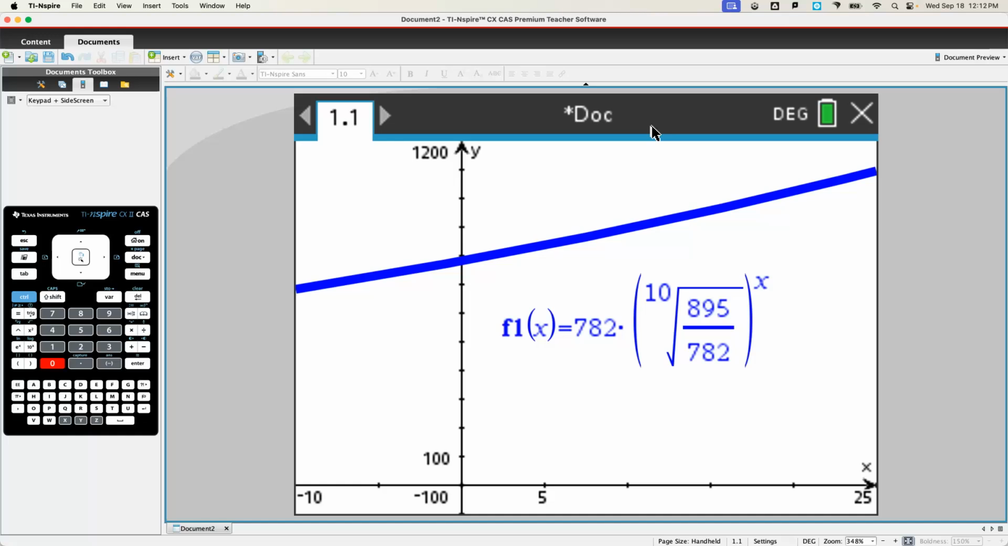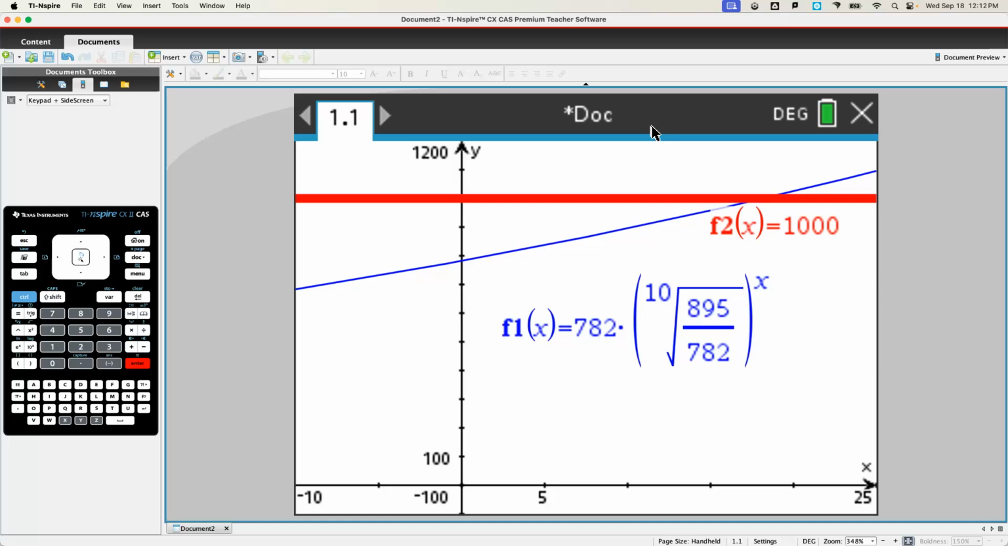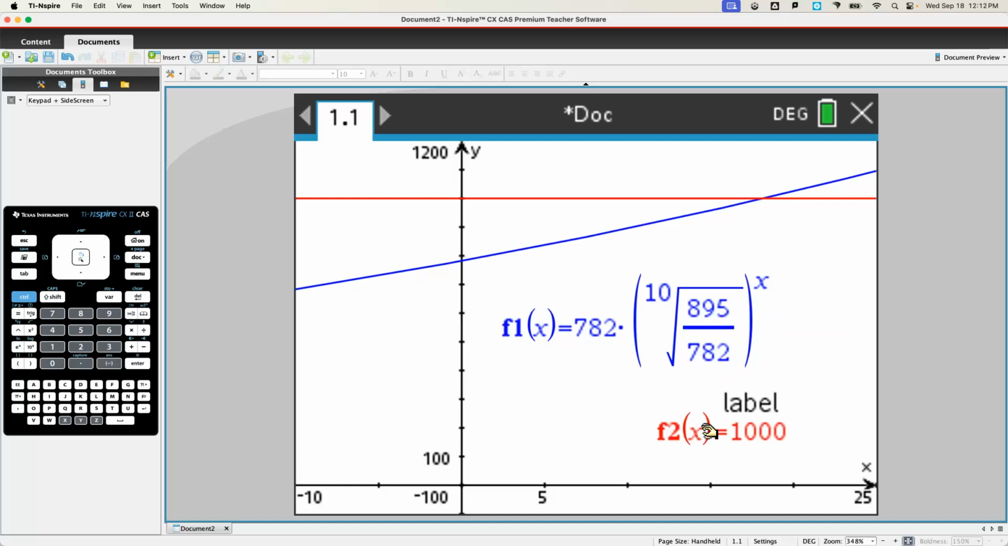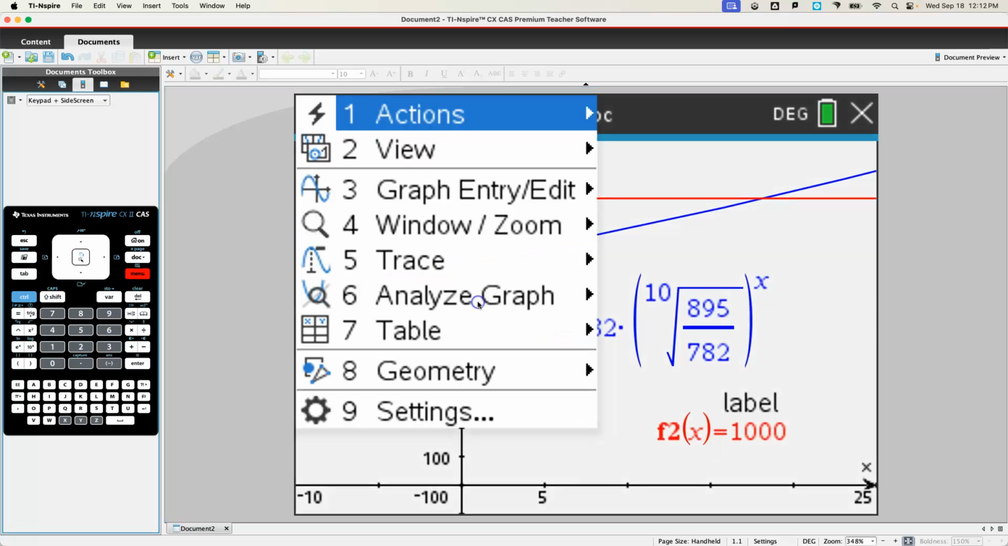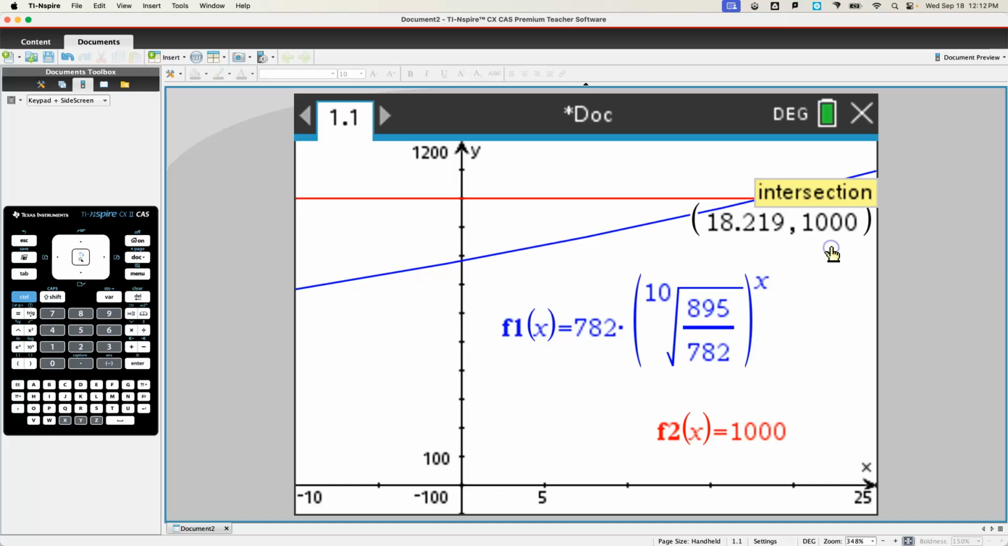Okay. So there's just a snippet of our graph. Yes? Okay, that's our population. We want that to be equal to 1,000,000, right? So I'm going to put in a second function. What's my second function going to be? Y equals 1,000, yep. Just straight up 1,000. There it is. Now what am I going to be looking for here? The intersection point, yep. So that's the menu, analyze the graph, intersection, and there is my intersection point.